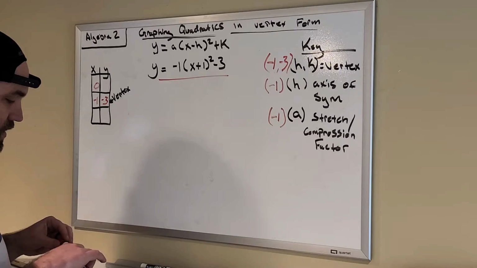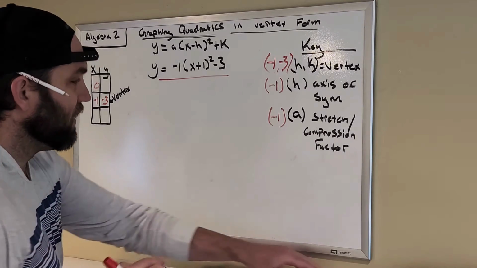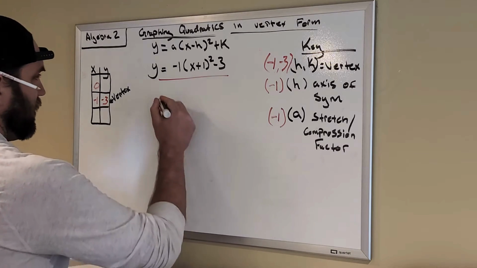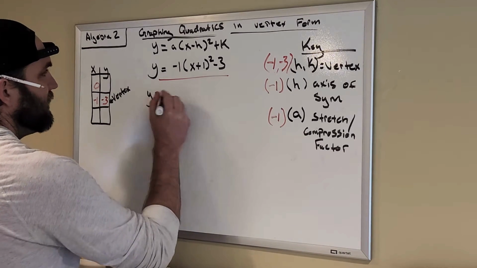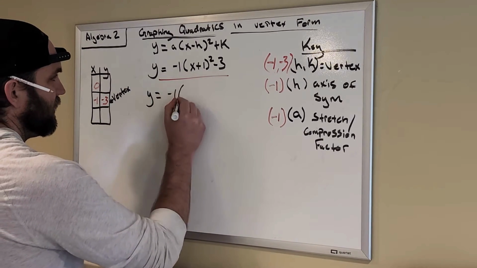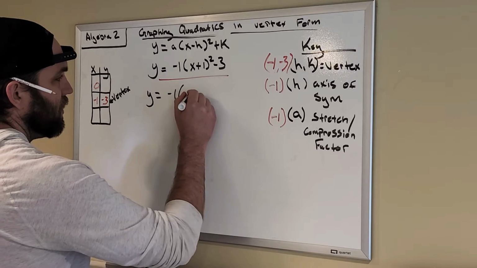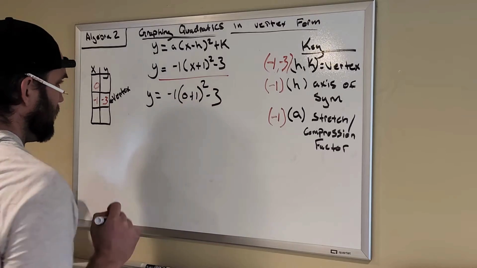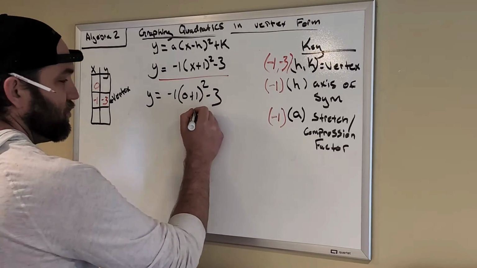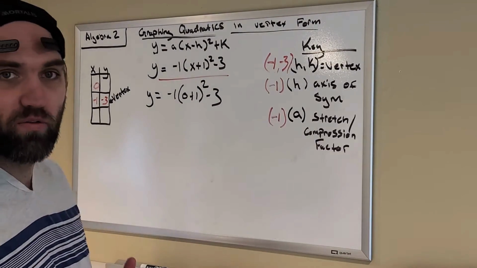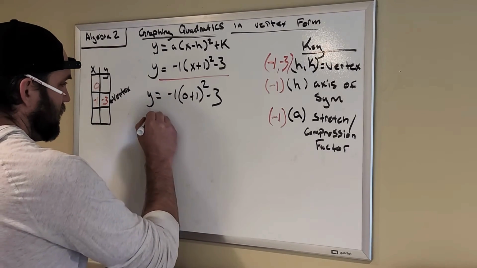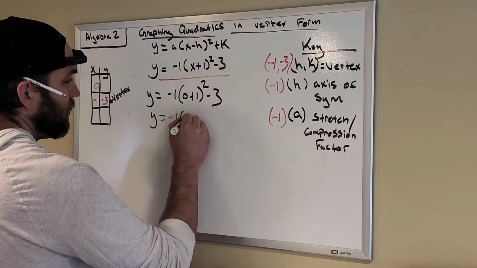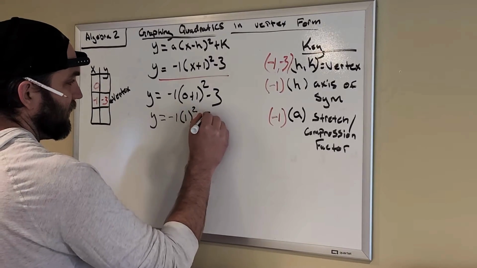So I'm going to plug that 0 into this equation for x. So y equals negative 1 times 0 plus 1 squared minus 3. And now I do what's inside the parentheses. I got to use my order of operations. Y equals negative 1 times 1 squared minus 3.